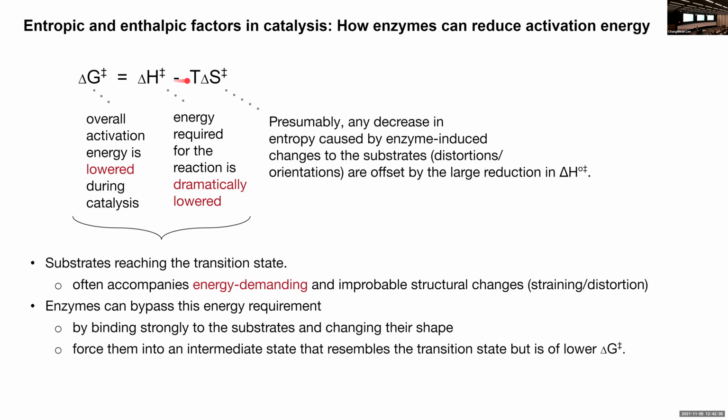But this loss, due to the substrate-enzyme binding or the distortion of substrate or the restraint, some kind of limiting of the motions of the substrate or the enzyme, can be compensated by a lot of reduction in this delta H double dagger.